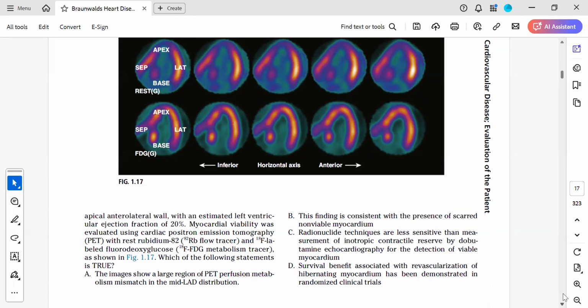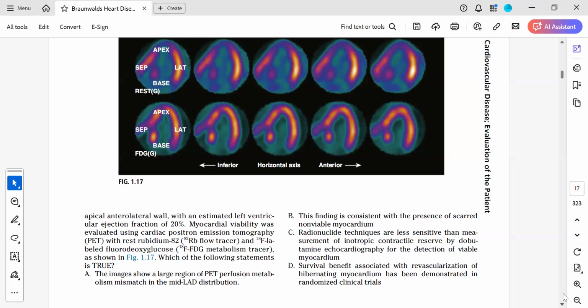B, the finding is consistent with the presence of scarred, non-viable myocardium. This is false, because when I define scarred myocardium, this is the one that has matched PET defects. But the one that we are considering is mismatched PET. So this definitely will be wrong.